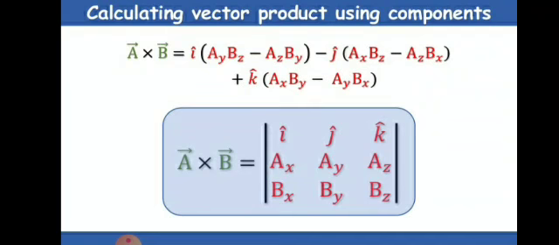That can also be written in this order: i cap, j cap, k cap. You have to write the terms, that is ax ay az, as a determinant. i cap, j cap, k cap, so we have to write the terms ax ay az, bx by bz. So vector A cross vector B is equal to the determinant of these values: i cap, j cap, k cap and their values ax, ay, az, bx, by, bz.